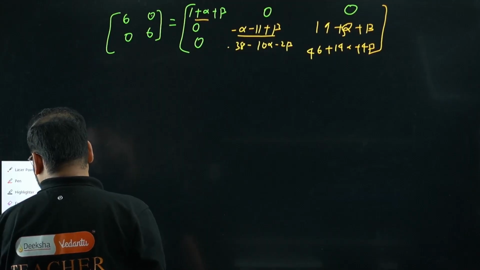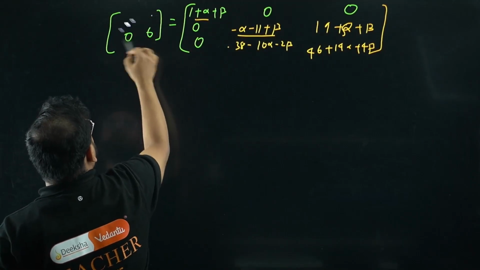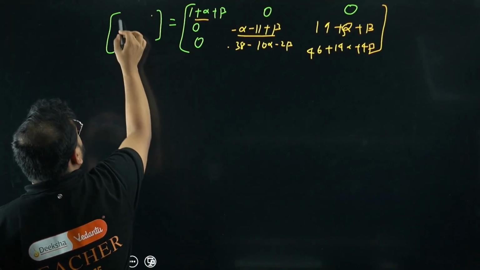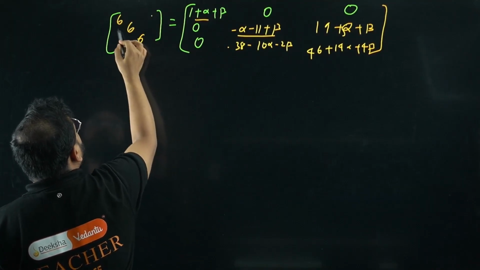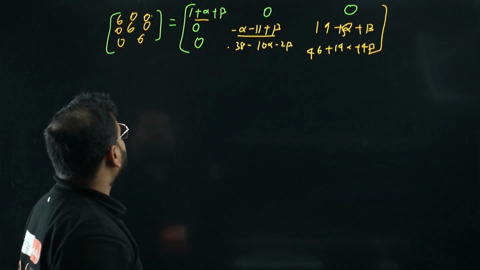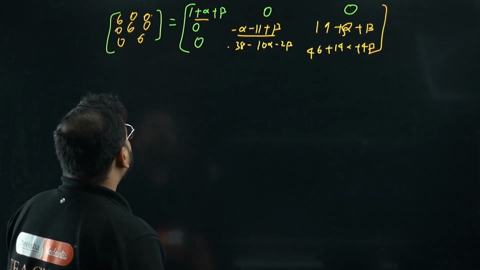One second. I made a mistake over here. I've written 2 cross 2. It has to be 3 cross 3 actually. So it has to be 6 6 6 0 0 0 0 0. Okay. Correct now? It has to be 3 cross 3.